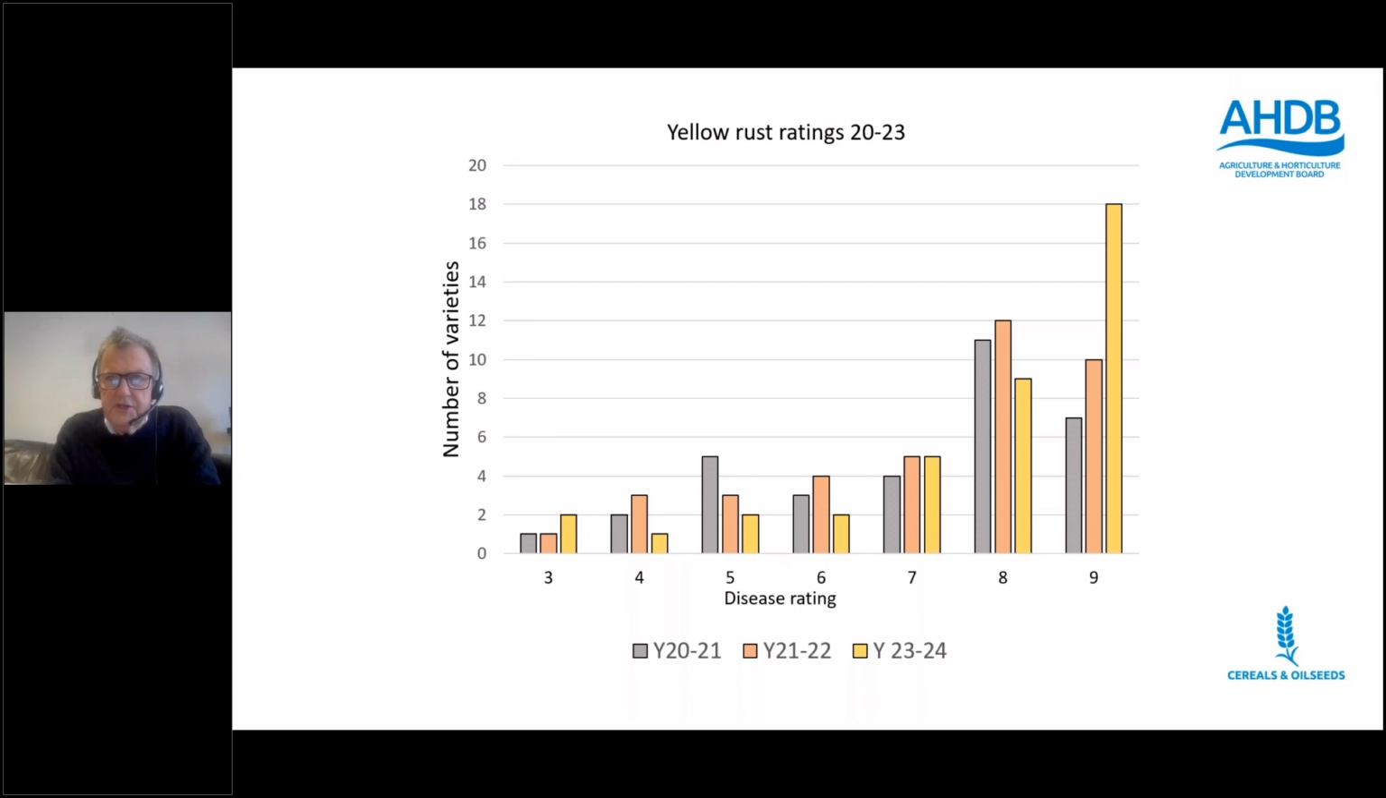Of course, this doesn't mean to say that these varieties will necessarily have those high ratings indefinitely because of what we talked about previously with the emergence of new virulent pathotypes. But nonetheless, it's quite an encouraging picture. Next slide, please.